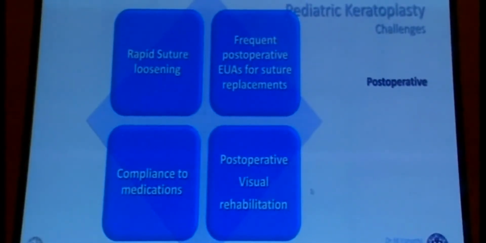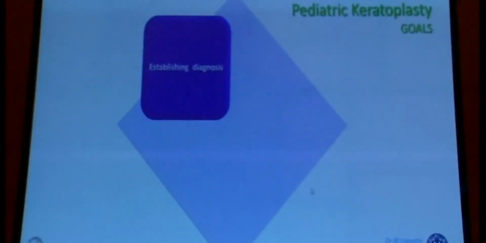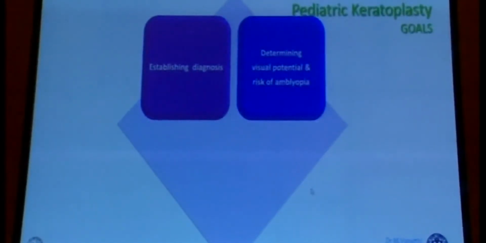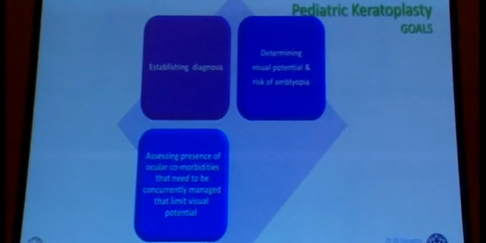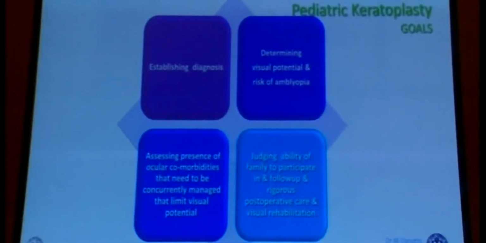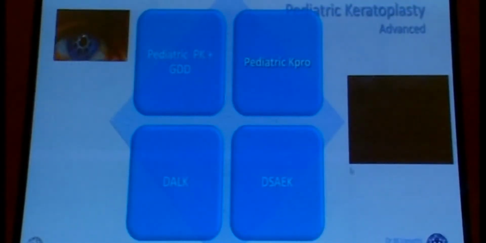The challenge is to network well with your pediatric ophthalmologist and to visually rehabilitate these children, so that a well-done surgery translates into a good visual outcome. That is when you probably have succeeded in managing corneal grafts in children. The particular goal is to establish your diagnosis, look for other corneal morbidities you have in these children, determine the visual potential this child is going to get, and plan the amblyopia management preoperatively. The comorbidities need to be optimally managed both preoperatively and postoperatively, and pair up well with your pediatric ophthalmologist for good outcomes.